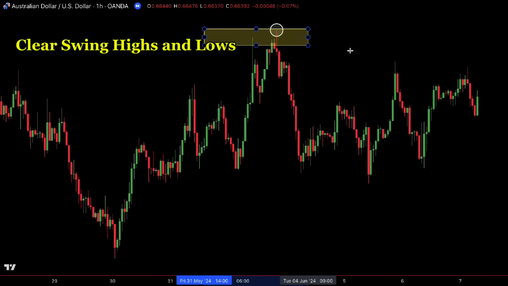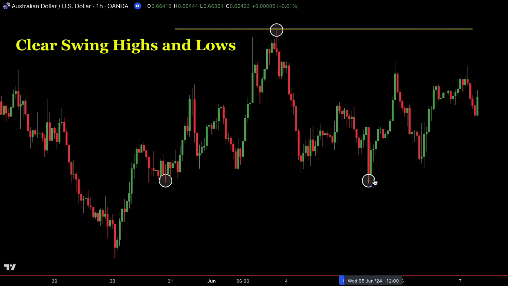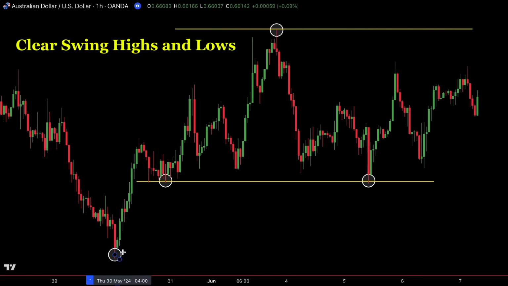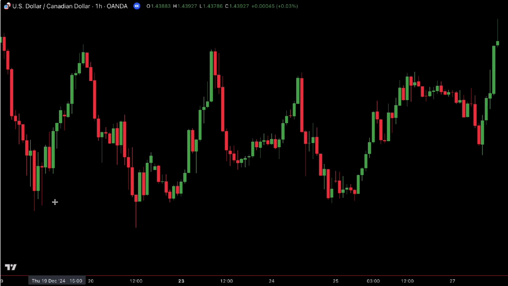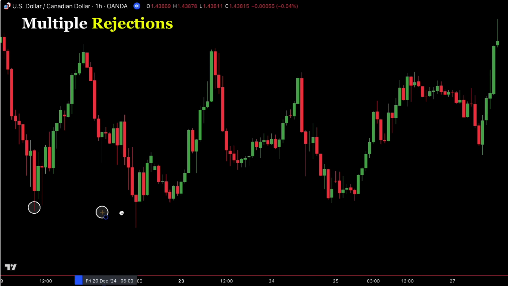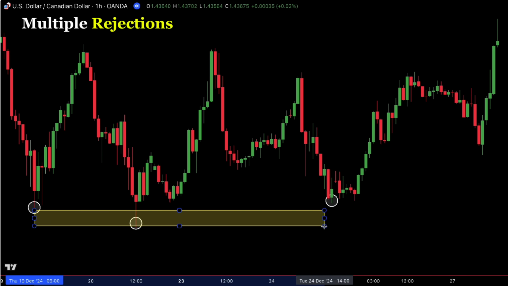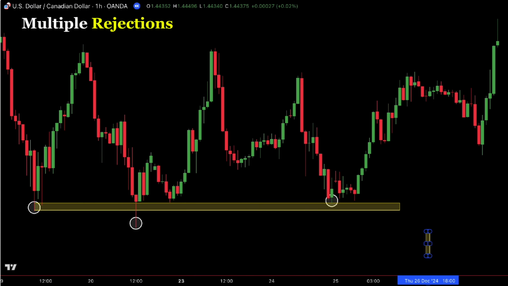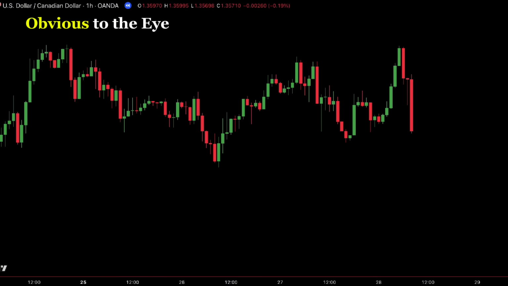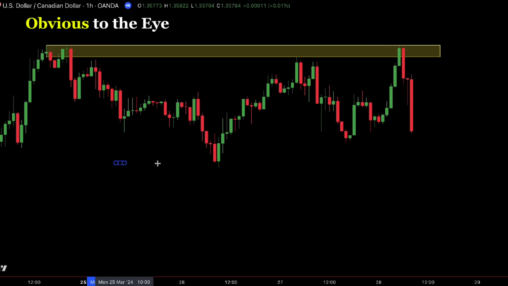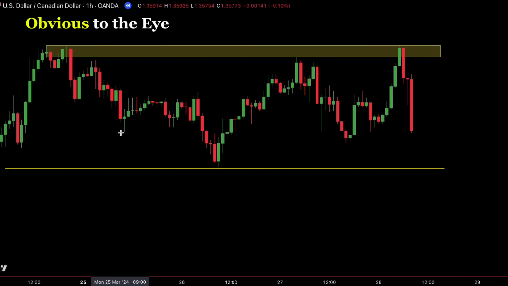Clear swing highs and lows. Focus on the most recent extremes, the highest highs and lowest lows that clearly stand out on the chart. Multiple rejections. The more times price reacts to the same level and rejects it, the more likely other traders are watching it, and that means more liquidity sitting there. Obvious to the eye. A strong level should be easy to spot. If you have to force it or squint to see it, it's probably not worth trading. Obvious levels attract retail attention, and that's exactly where smart money hunts.